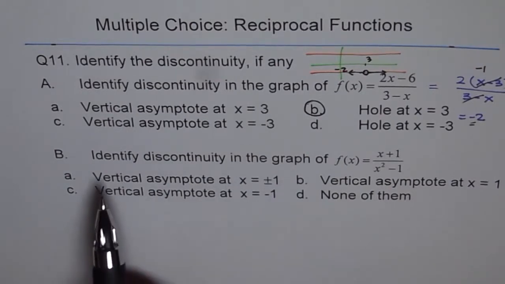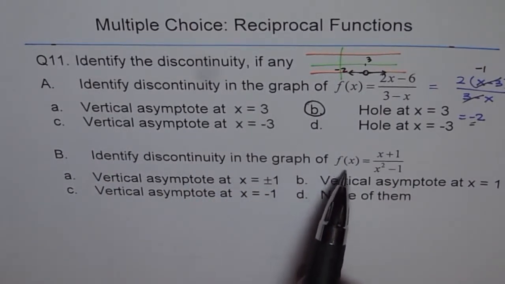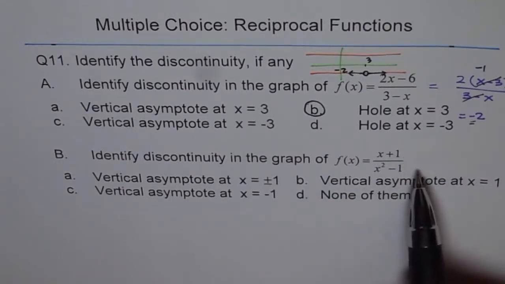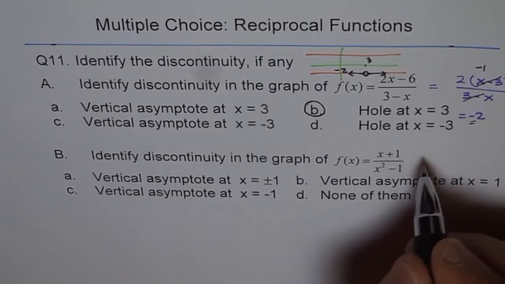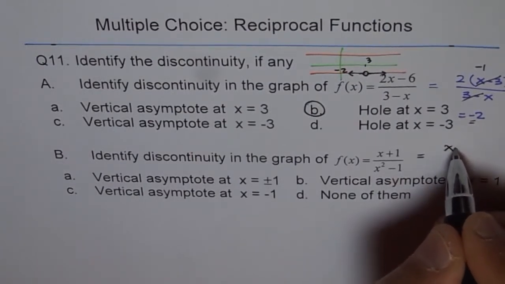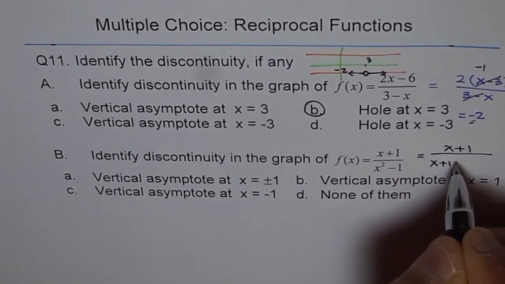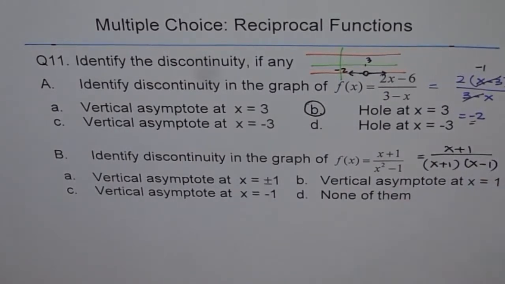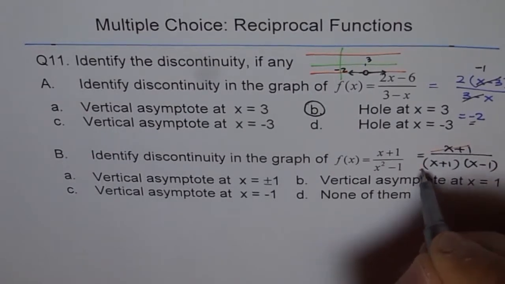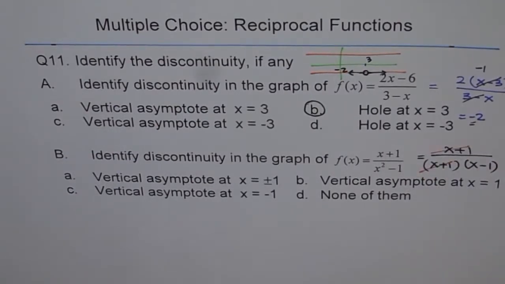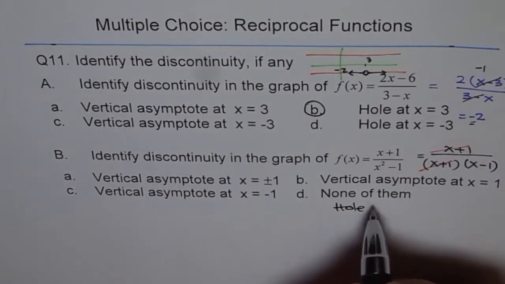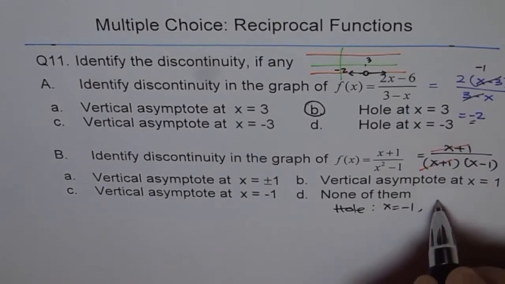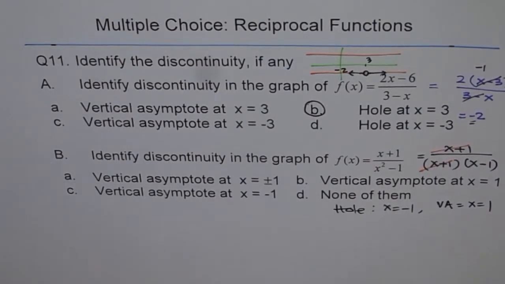Now B. Identify the discontinuity in the graph of f of x equals x plus 1 divided by x squared minus 1. In such a graph you should factor the denominator. So if you factor the denominator, you get x plus 1 divided by x plus 1 times x minus 1. Now x plus 1 and x plus 1 will cancel out, giving a hole at minus 1, and a vertical asymptote at 1. So we got two types of discontinuities here. We have a hole at x equals minus 1, and a vertical asymptote at x equals 1. So let's now see the answers.